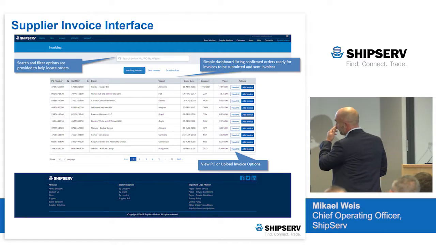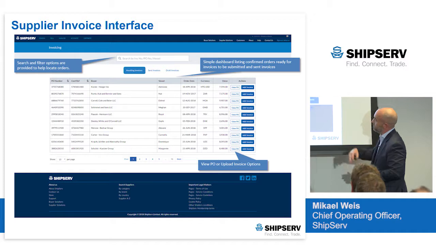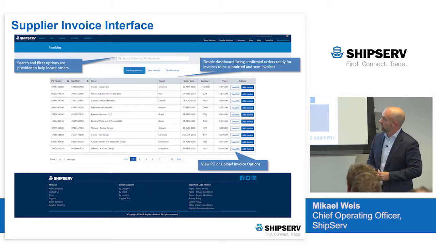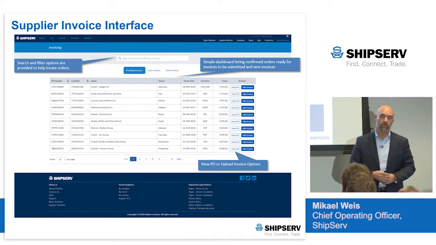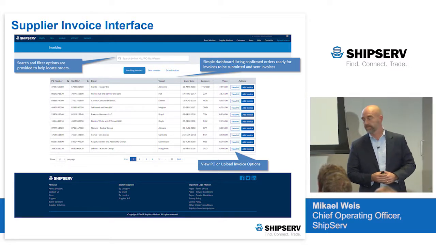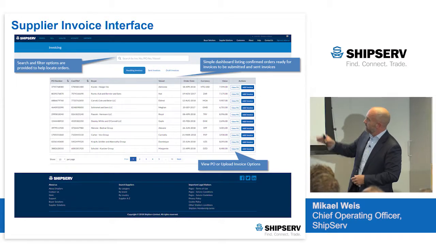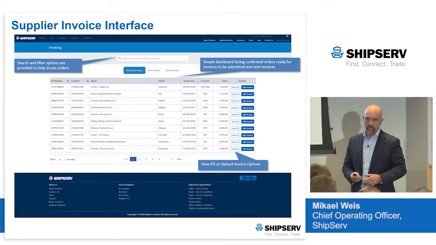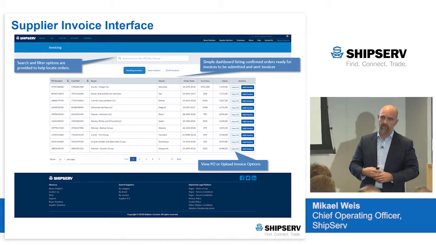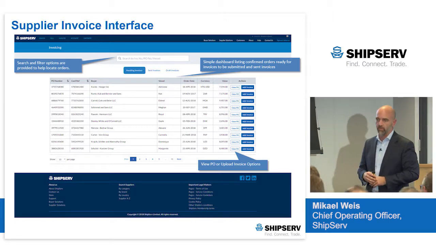So the supplier interface will have, when the supplier logs into this, an overview of the POs they have received with pending invoices. They will have a section with sent invoices and one with draft invoices. This is just to pick up everything. If you're in the middle of something you have to leave, it will save it as a draft. The work is not lost.